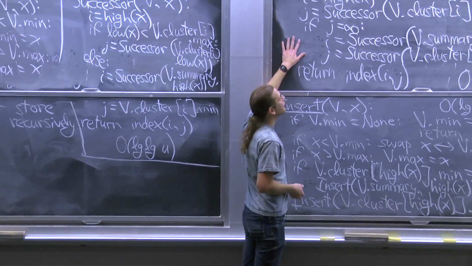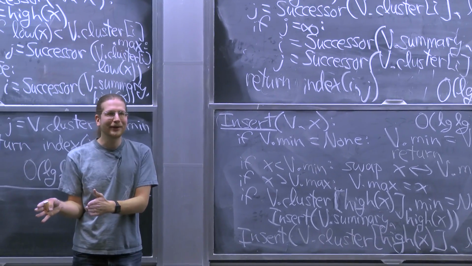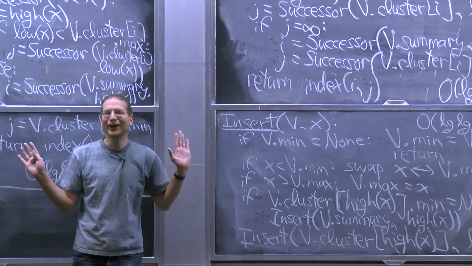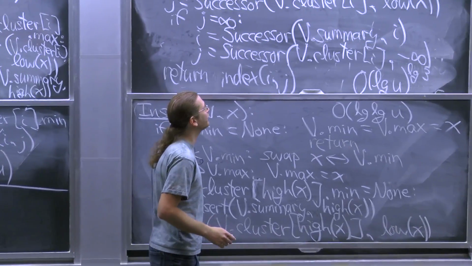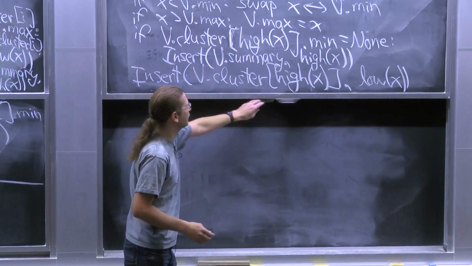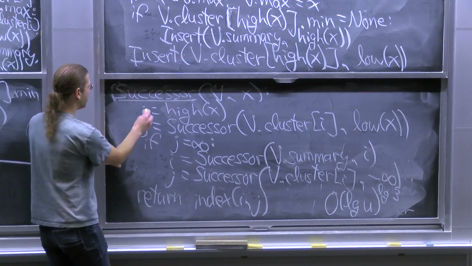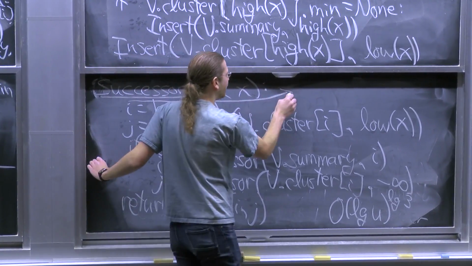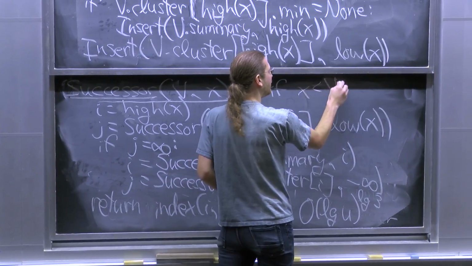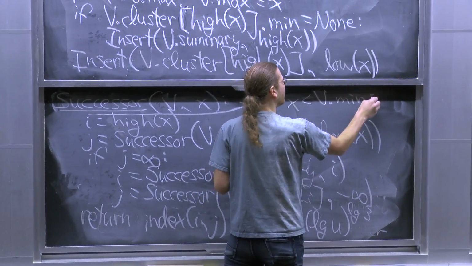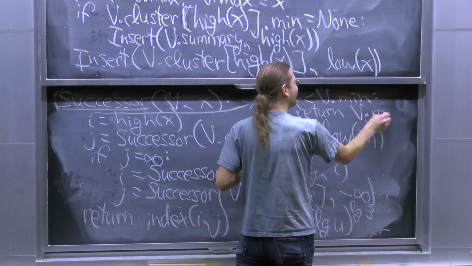Yeah, this code is now slightly wrong because sometimes I'm storing elements in v.min, and successor is just completely ignoring them. So it's not going to find those items. Luckily, it's a very simple fix. Out of room, but please insert right in here: if x is less than v.min, return v.min. That's all we need to do.